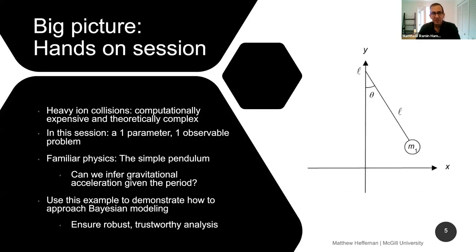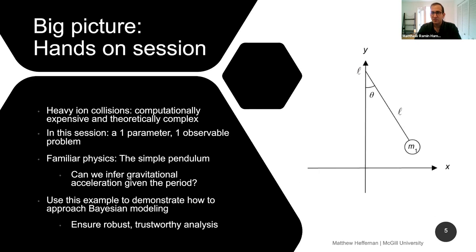Just to give you a sneak preview of the hands-on session, this won't come up very much in the session today. But heavy ion collisions are really computationally expensive and theoretically complex. And so it muddies the waters a little bit if you're just being introduced to Bayesian inference for the first time. So what we're going to do in today's session is a one parameter, one observable problem with some familiar physics.